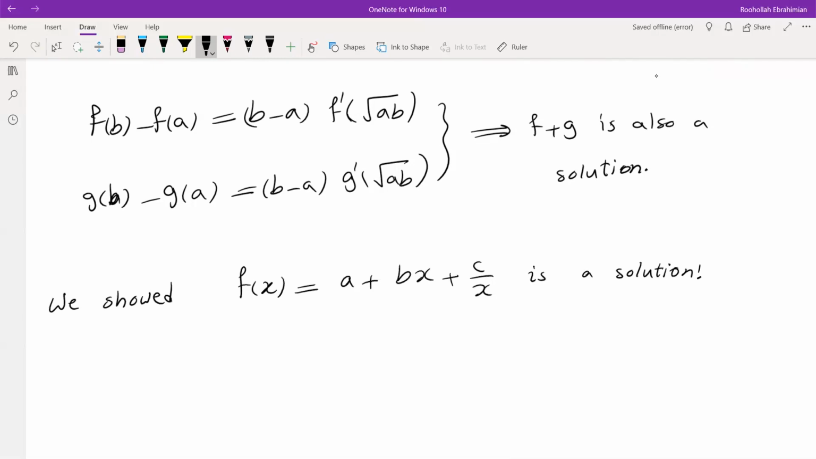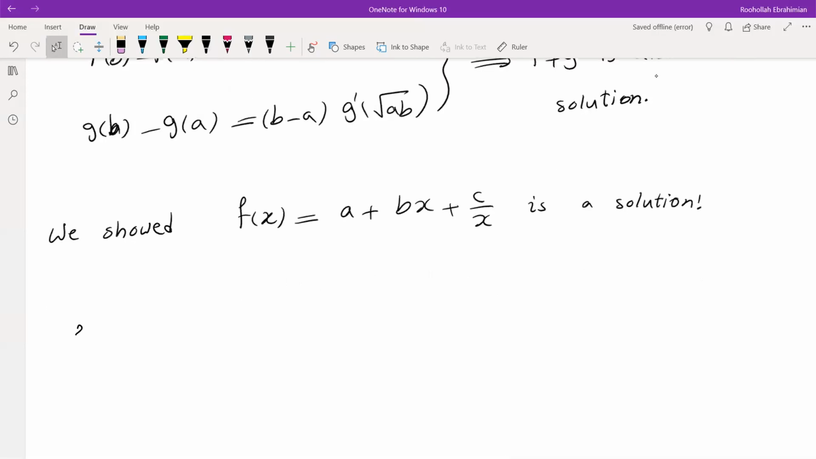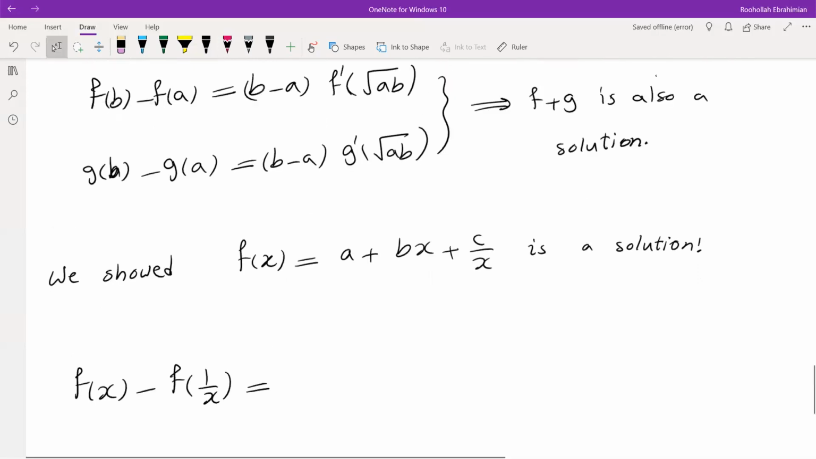Okay, so now it could be that I have more than this. There might be multiple solutions. Maybe this is not the only solution. Maybe there are other solutions. But at this point, I haven't been able to find anything else. So let's at least attempt and see if I can prove this one. So going back to what we did, we showed that f(x) minus f(1/x) is equal to (x minus 1/x) times f prime of 1.